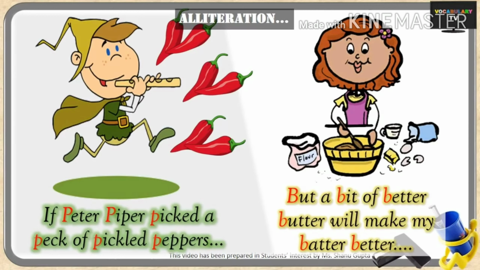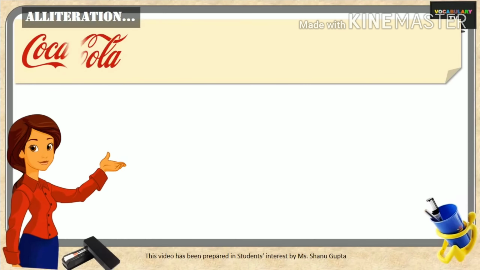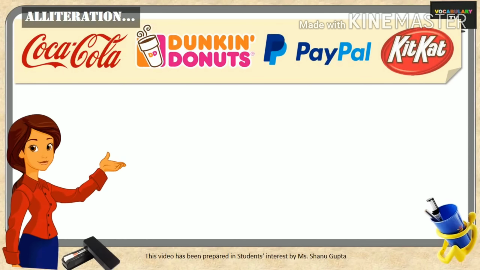So, in this Betty Botter example, we noticed the consonant sound B at the beginning of various words, and that's not it. There are so many brands and company names that are catchy and memorable because there is alliteration involved. The famous ones are Coca-Cola, Dunkin' Donuts, PayPal, Kit Kat, etc.